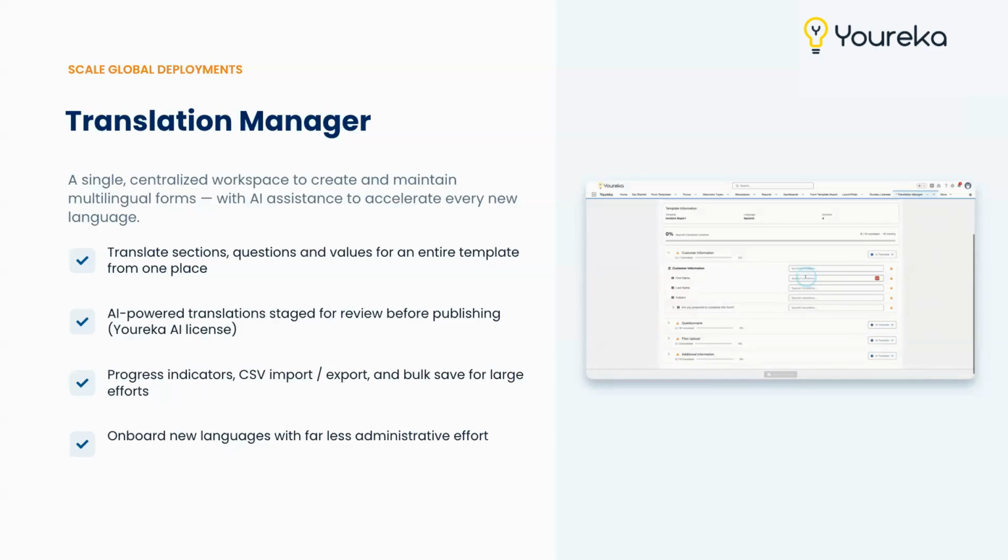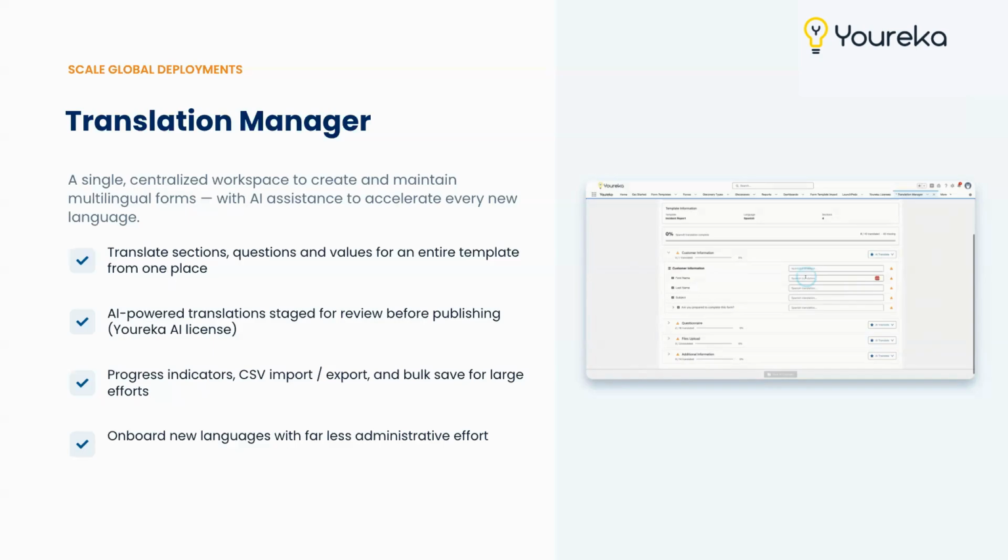Translation Manager provides a centralized workspace for managing multilingual templates. Admins can select a template and language and then work through the translatable context from one place. This includes sections, questions, and values. Progress indicators make it easier to understand what has been translated and what still needs attention, both at the section level and across the full template.